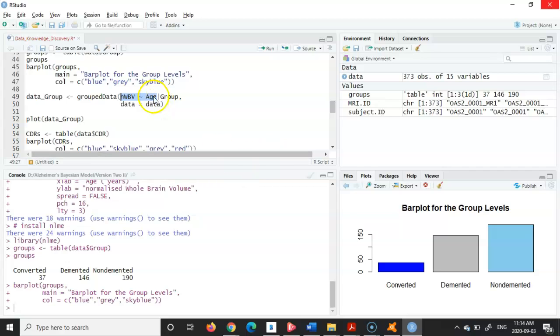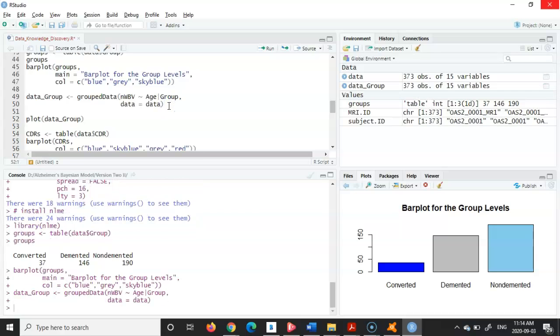And you see that I have a vertical line, and I'm going to group that based on the groups which they belong to. You see the groups are either converted, demented, or non-demented. That's the thing that we used with the table command or the bar plot in the previous code. Also the data argument comes with the data that we created here, 372 observations and 15 variables. I'm just going to execute the line.